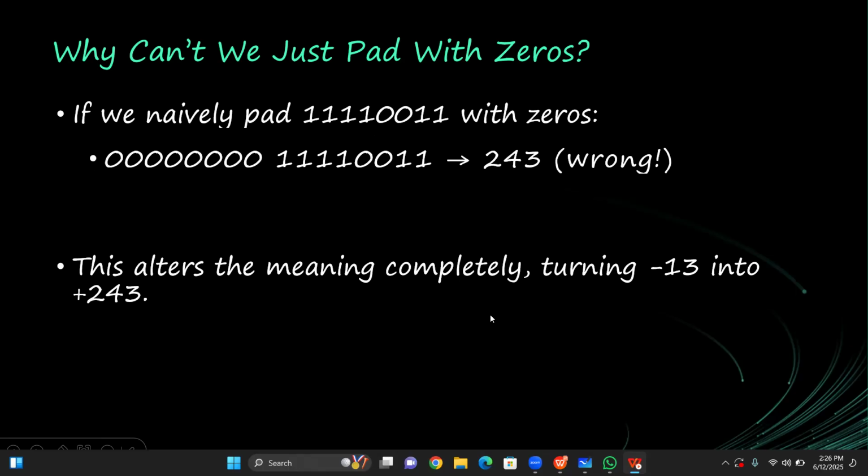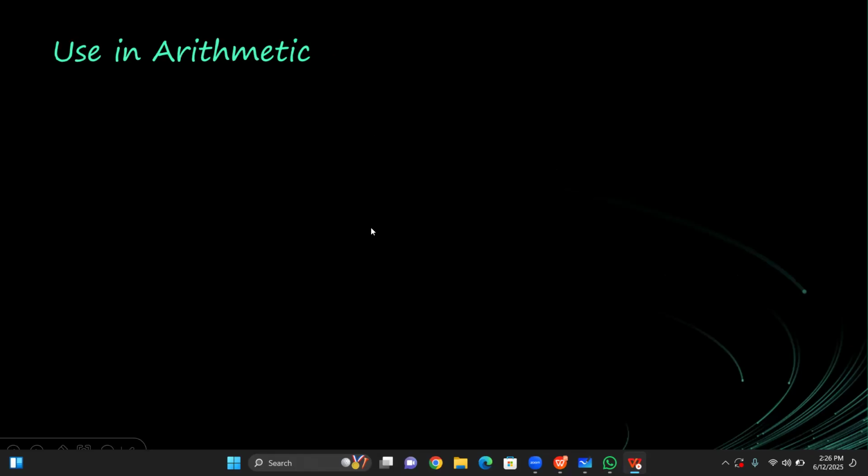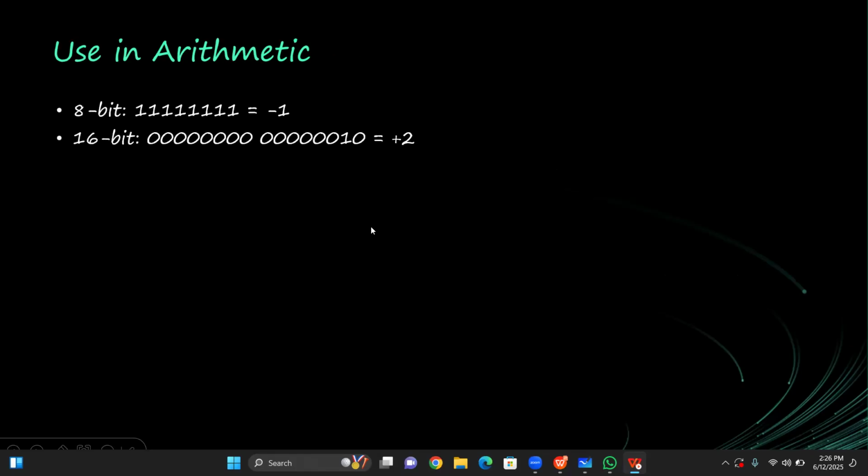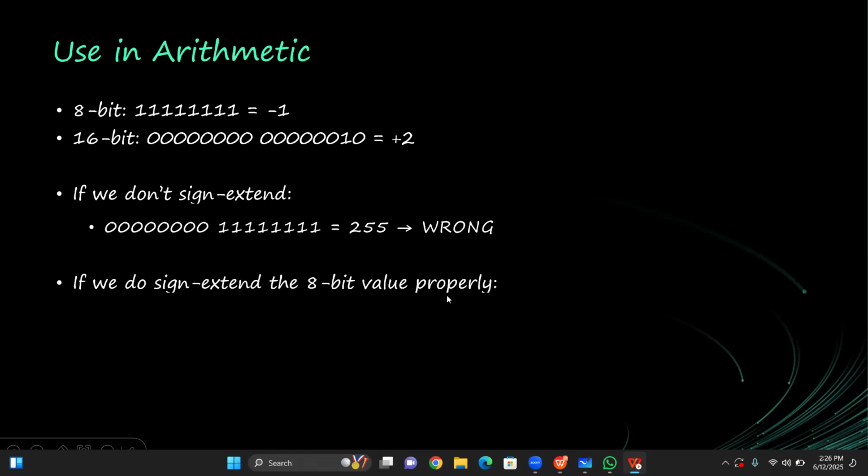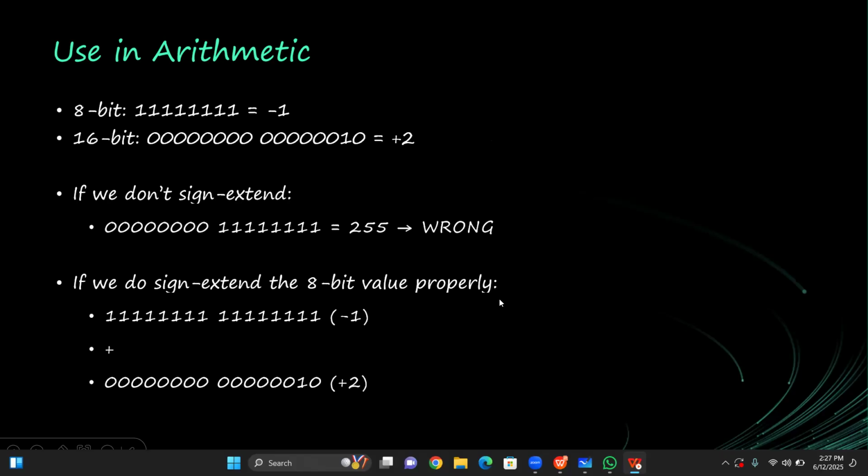So just be careful. If you want to sign extend, watch the most significant bit. If the most significant bit is 1, add ones all through. If the most significant bit is 0, you add zeros all through. All right. So it is used in arithmetic. And I've just shown you all this. So you extend it. All right. So this is how it works.